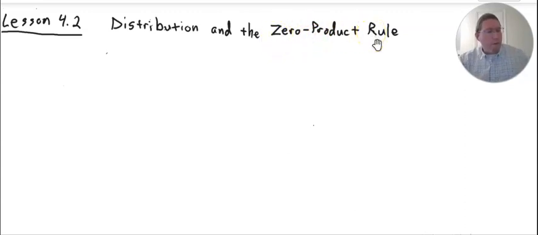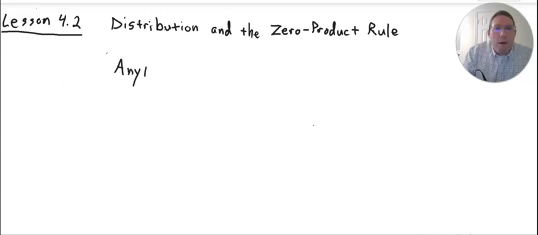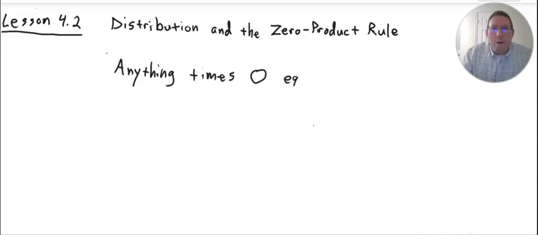This is a very important concept in mathematics, especially when it comes to quadratics and typically higher level high school mathematics. Okay, so the zero product rule has two parts. You already know the first one. The zero product rule says anything times zero equals zero. We already know this.